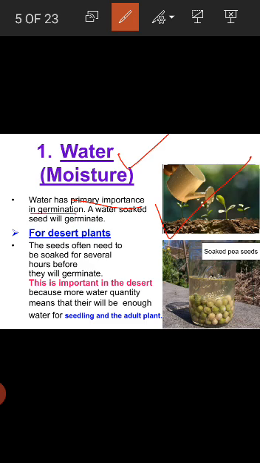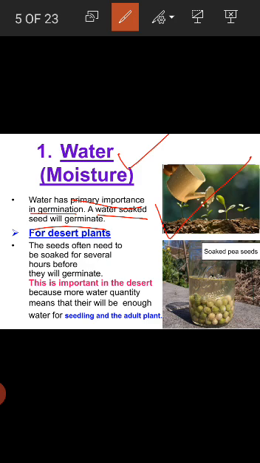So what is the meaning of primary? Basically primary means first. So you can say that water has first importance in germination. And a water soaked seed will germinate. Basically soaked means wet. So students, for desert plants, the seeds often need to be soaked for several hours before they will germinate. Why is this important for desert plants? Because more water quantity means that there will be enough water for the seedling and the adult plant.